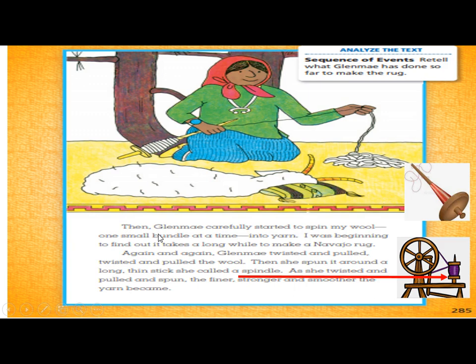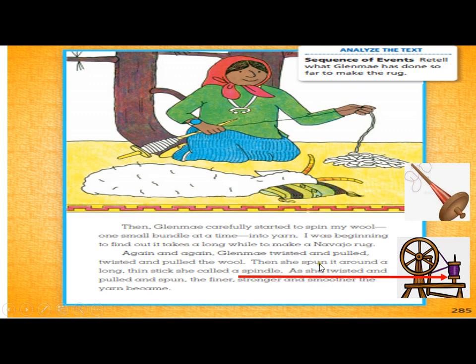So now let's read. Then Glenmay carefully started to spin my wool, one small bundle at a time, into yarn. I was beginning to find out it takes a long while to make a Navajo rug. Again and again, Glenmay twisted and pulled the wool. Why is she twisting and pulling? She's twisting and pulling around this bundle to make a yarn, alright? Because this whole bundle will be a yarn.